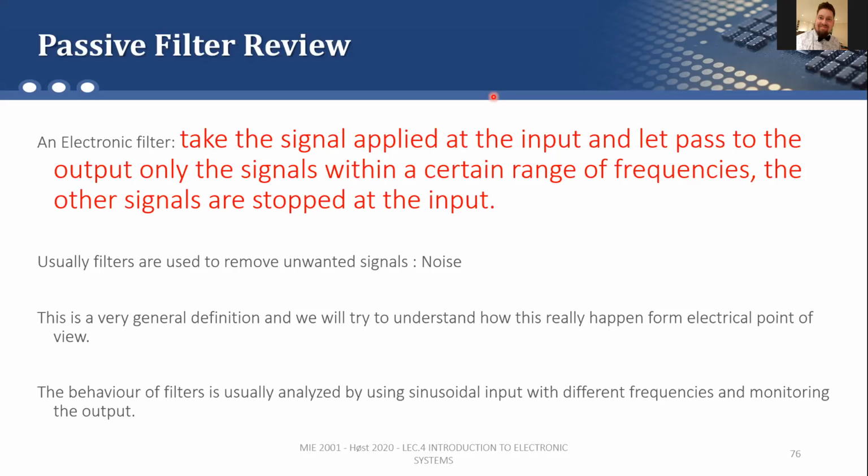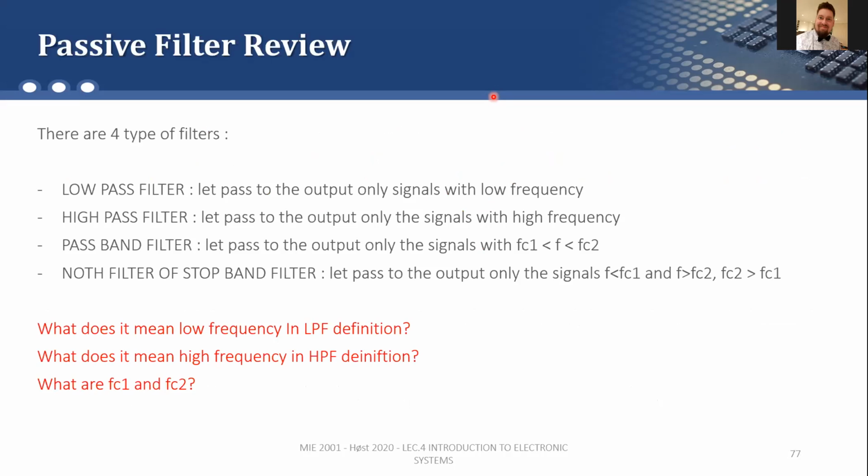The filter in an electronic circuit is usually analyzed by using input signals which are sinusoidal. So usually you can describe the behavior of a filter if you apply a sinusoidal signal with a certain frequency and then you measure the output, right? We will see that there are particular parameters of the output that are interesting for us. For example, the amplitude and the phase shift of the output signal, of the output of a filter. We will see these concepts later on.